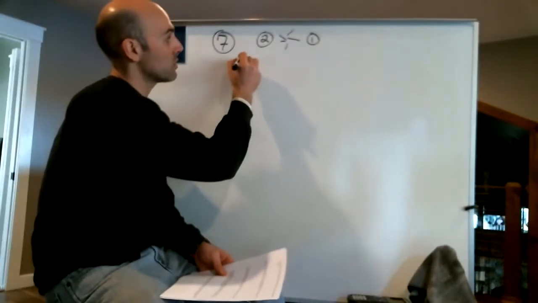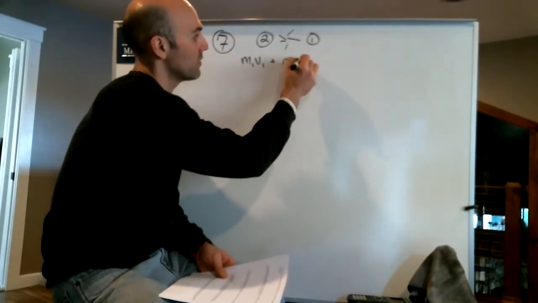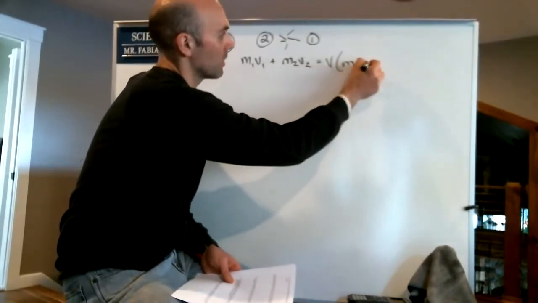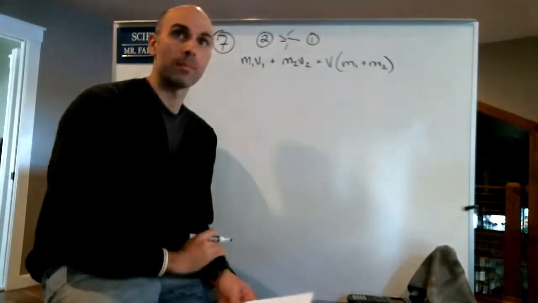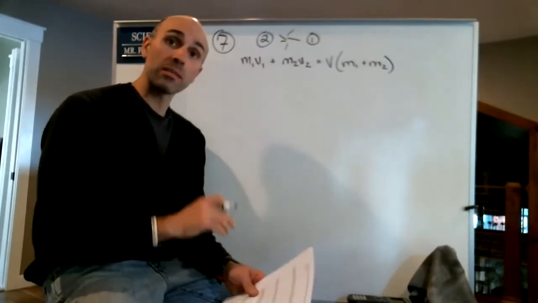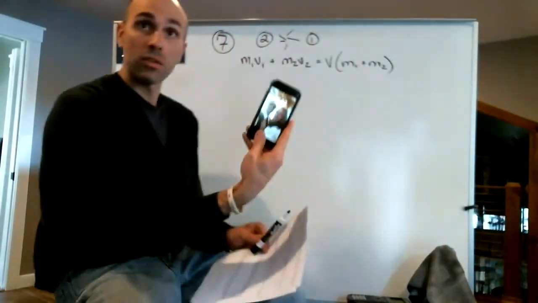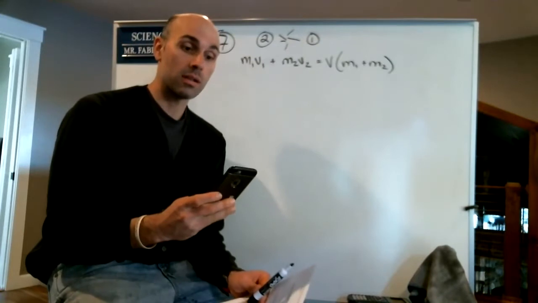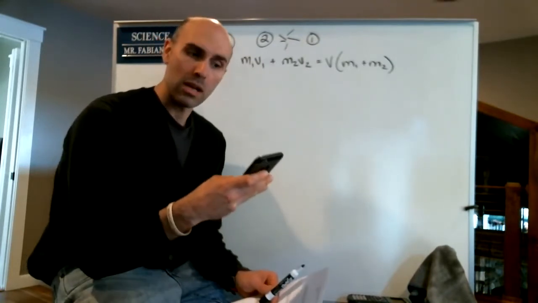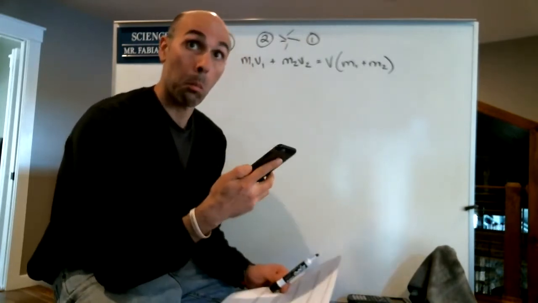So we're looking at this equation, m1v1 plus m2v2 equals v times (m1 plus m2). And we have a speed. There's one thing that's missing from this problem, and it's the mass of a proton. So I'm going to go onto my phone and look up the mass of a proton.